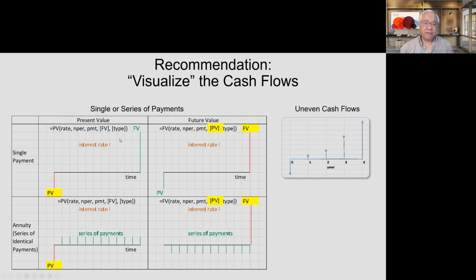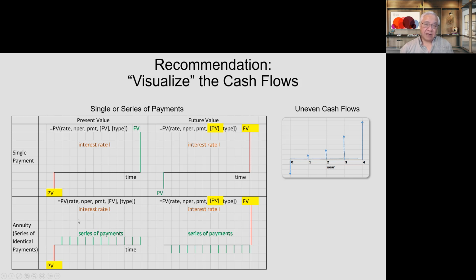Likewise, for the future value of a single payment, it's this one. It's the future value, which is what we're looking for, rate, period, payment, present value, type. Now notice this changed from FV to PV because now we're computing the FV. So these two compute using Excel functions what we did manually, or arithmetically, with the formulas.